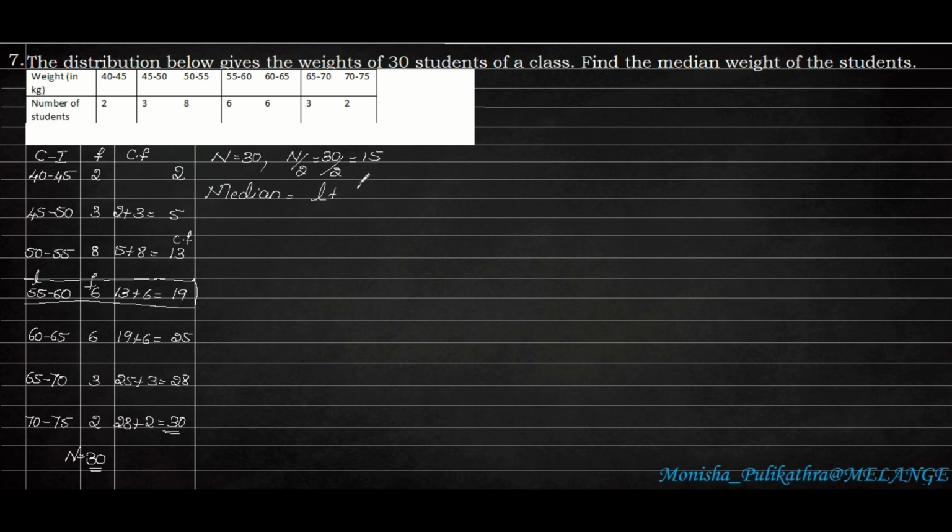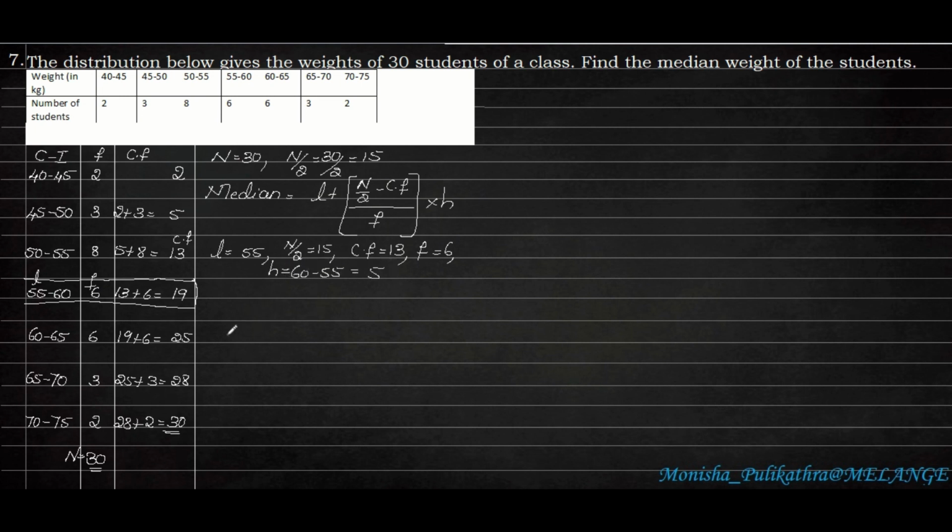Median is equal to L plus, n by 2 minus CF, whole divided by F, into H. Okay, so here lower limit is 55, n by 2 we already know that is 15, CF is the previous one, that is 13, F is 6 and class size H, that is 60 minus 55. So 60 minus 55 is 5. This is the class size.